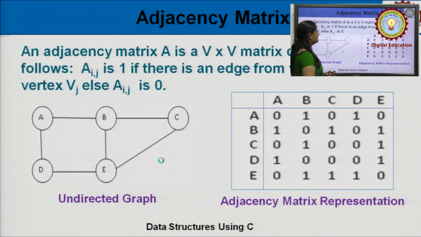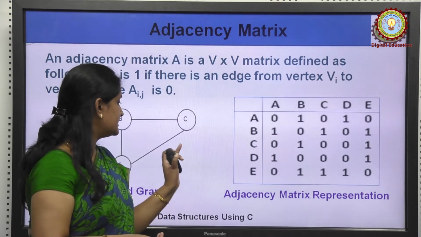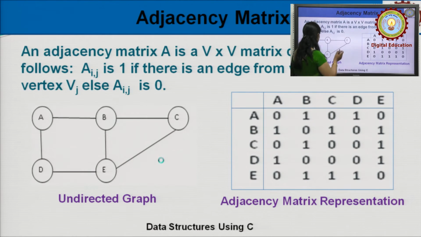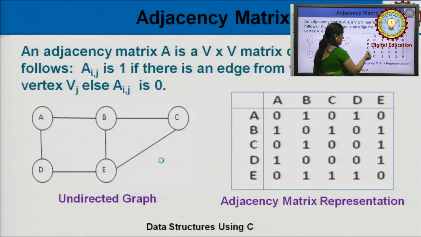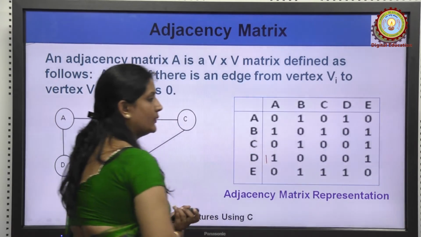Adjacency matrix A is a V by V matrix defined as: if there is an edge between vertex Vi to Vj, the value of Aij is 1. If there is no edge between vertex Vi to Vj, the value of Aij is 0. Consider this graph. The rows and columns are labeled by the graph vertices.